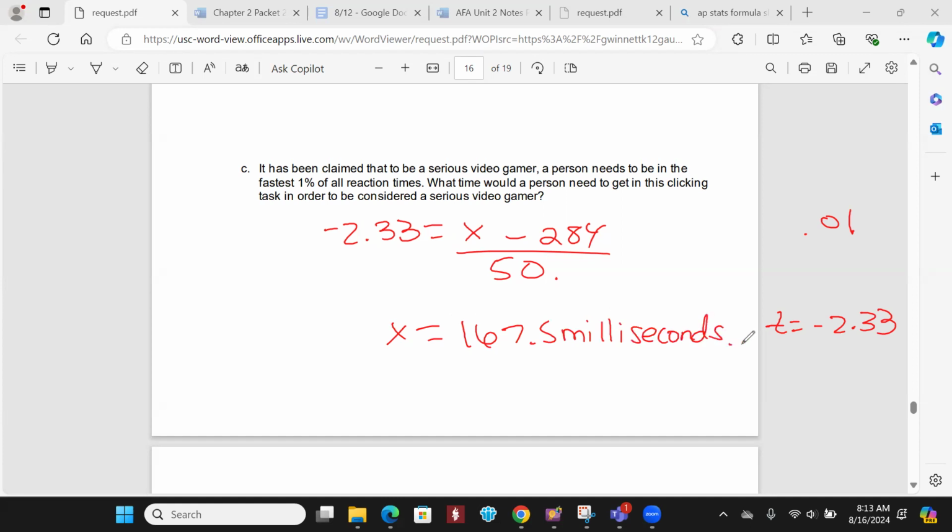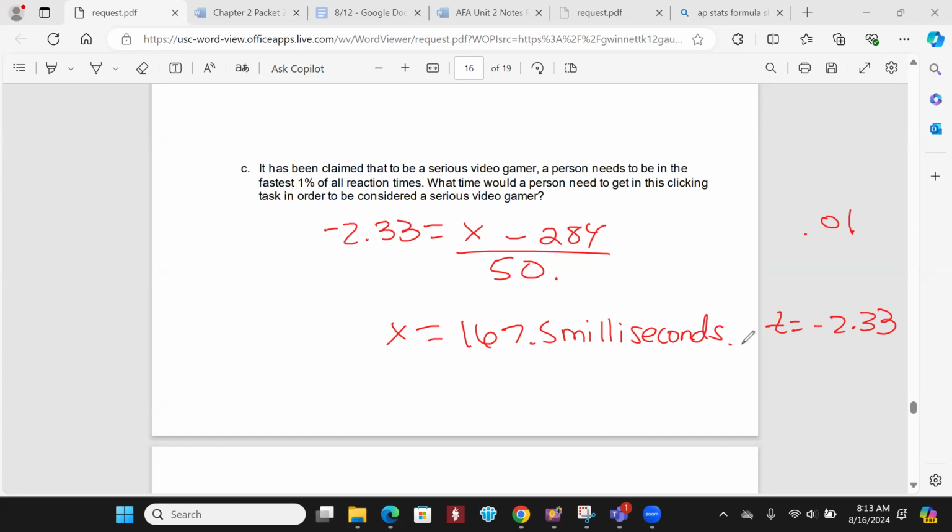Always put the units. Oftentimes we get to the end and we're like, yes, I got a number. You got to put it in context. Okay? Make it make sense. If it's a percent, put a percent. If it's a value, you got to put the units.